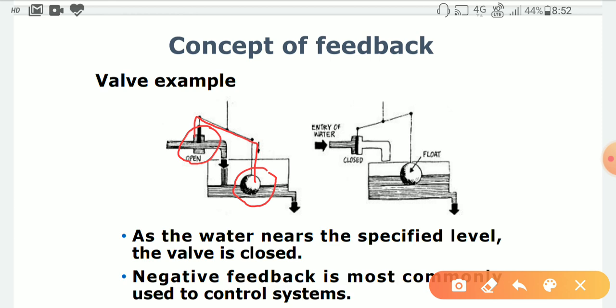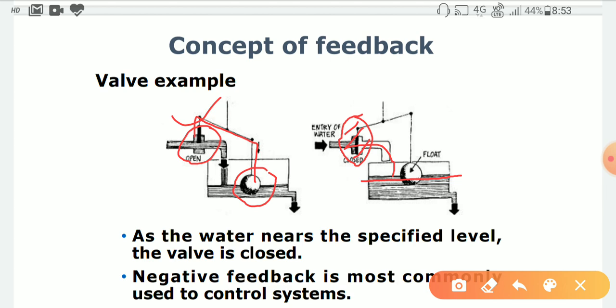When the level of water or liquid increases, this portion also comes downward, and ultimately when it reaches the ultimate position, this knob will be totally closed. So no water or liquid will pass through that particular tap, and the reservoir will be maintained at a fixed or desired level.